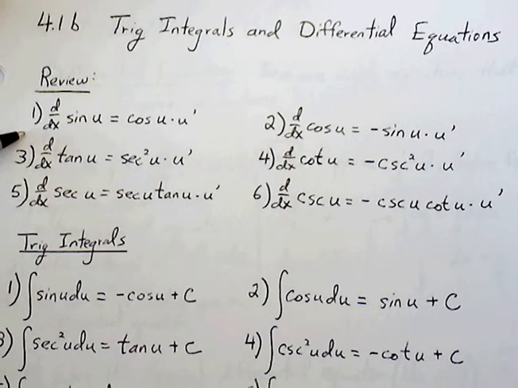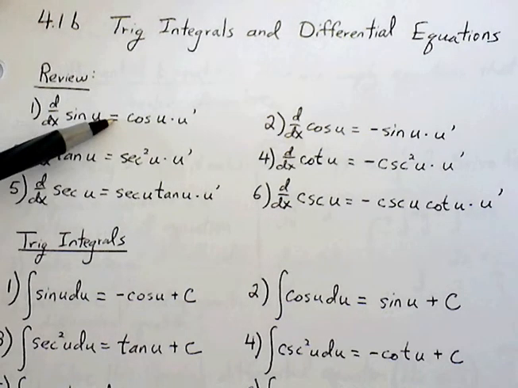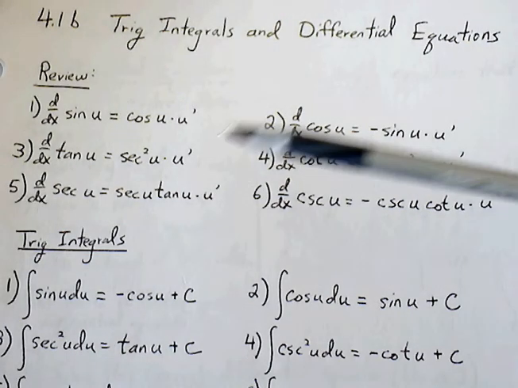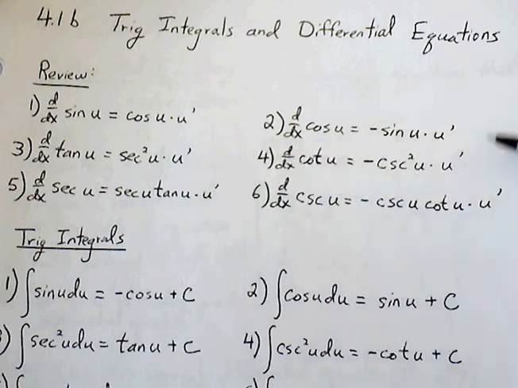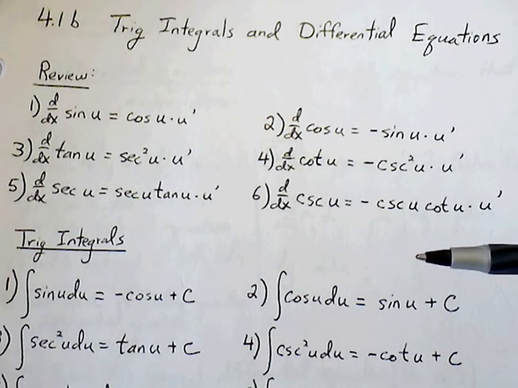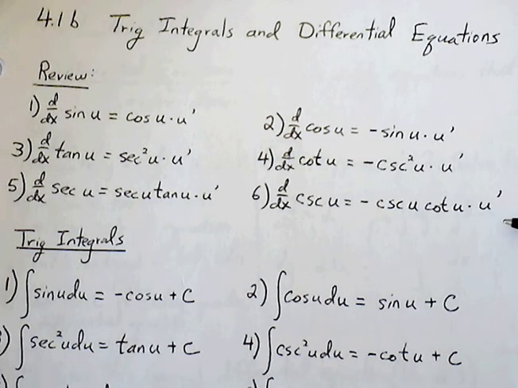So we know the derivative of sine of u is simply cosine of u times u prime. The derivative of cosine of u is simply negative sine of u times u prime. Tangent of u is secant squared u times u prime. Cotangent of u is negative cosecant squared u times u prime. Secant u is secant u tangent u times u prime. And then cosecant u is negative cosecant u cotangent u times u prime.